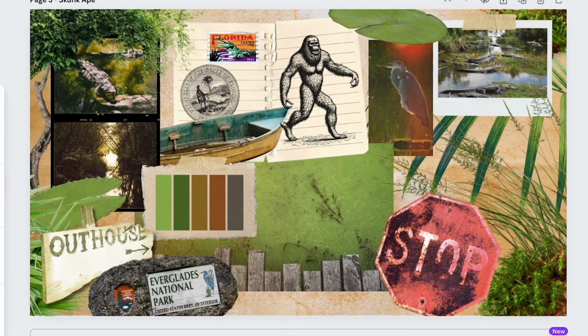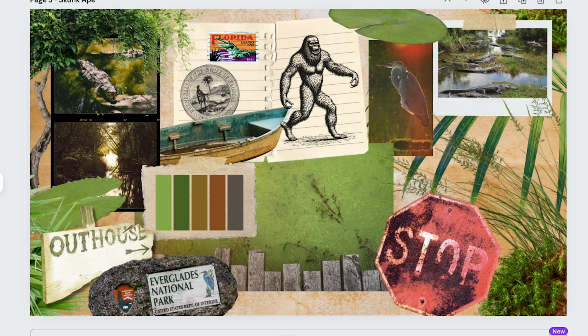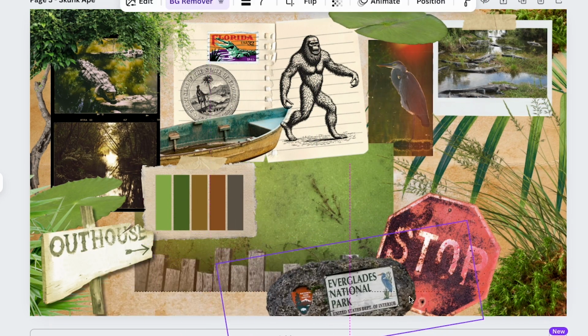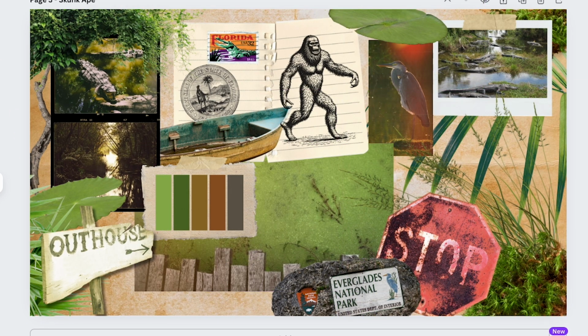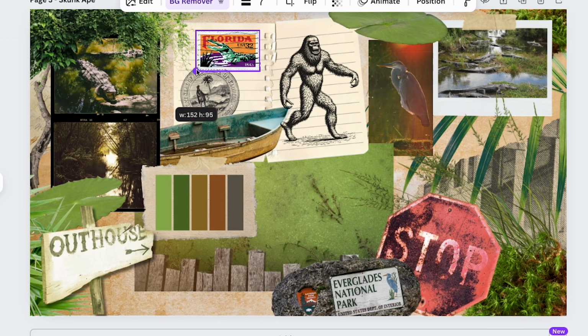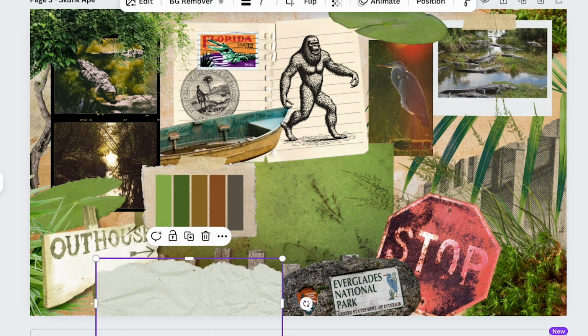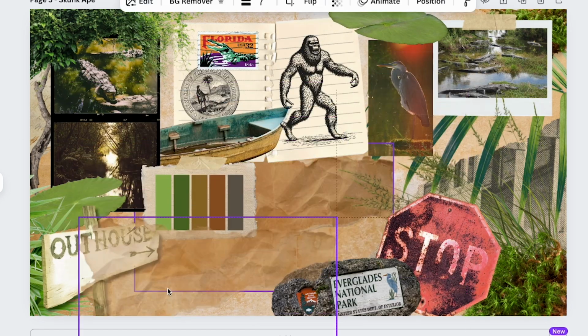I love adding pressed flowers for texture, and I had a lot of fun playing with the various textures of the moss and vines to make everything feel cohesive. When I found the rusted stop sign, I knew it had to be part of the design. It's not something you'd typically find in the wilderness, but I think it really fit that grime vibe I was going for. I also grabbed some general environment pictures that really inspired me.